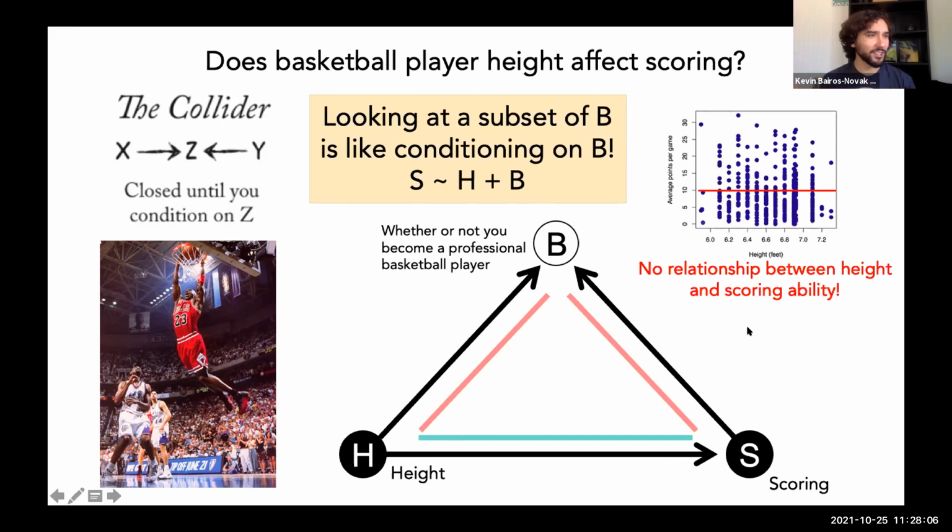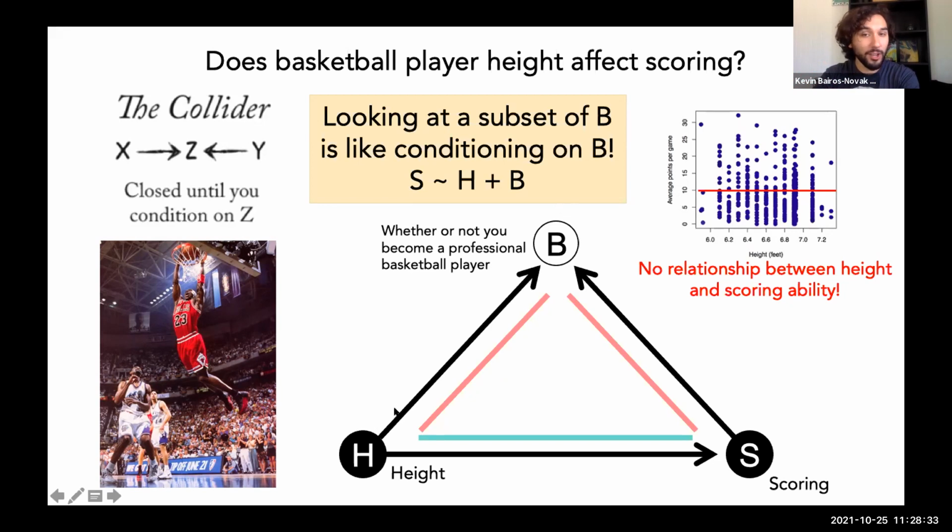And again, the reason why there's no relationship within basketball players is because to become a basketball player, you kind of need to be really tall, or you need to be really good at scoring, or both. So by knowing, let's say, if you were short and you were a professional basketball player, we already know that you must be really good at scoring. We can already infer extra information just by knowing two of the three things. So that's how the collider effect essentially manifests.